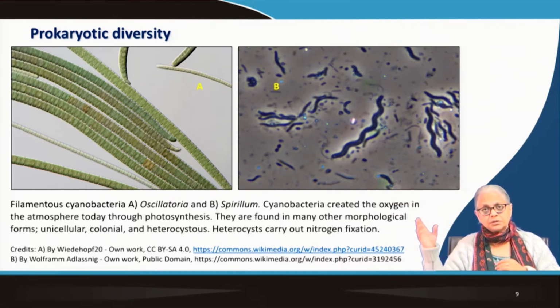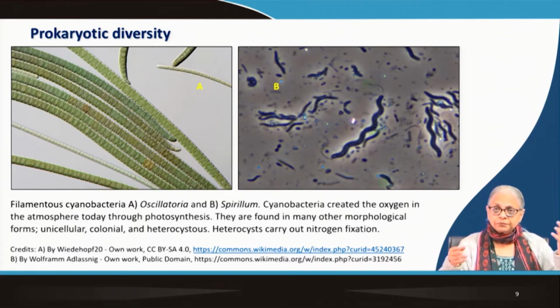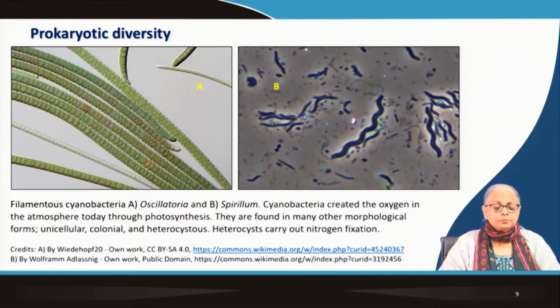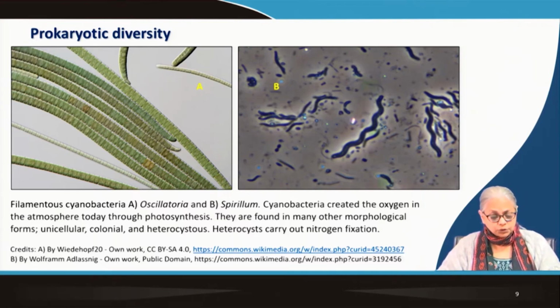The heterocystous forms are the ones that are capable of fixing nitrogen from the atmosphere. Remember that nitrogen gas in the atmosphere is a huge amount, but it's not bioavailable. And unless you have bioavailable nitrogen, you cannot have productivity. Even plants, photosynthetic organisms, need bioavailable nitrogen to survive and grow. So all life on the planet literally depends on the availability of bioavailable nitrogen. So that too is attributed to these cyanobacteria.